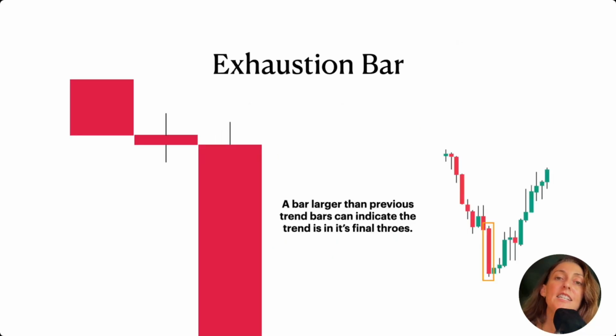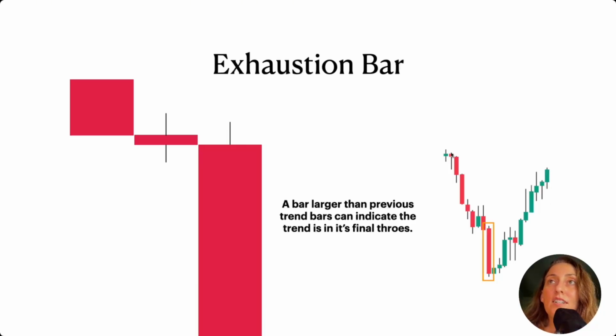And finally, the exhaustion bar. So, this is a bar that is larger than the previous trend bars, and it can mean that you are in the last ending part of a trend. So, this is just like the trend has been happening, and all of the momentum that is left in this particular trend is just exhausted.